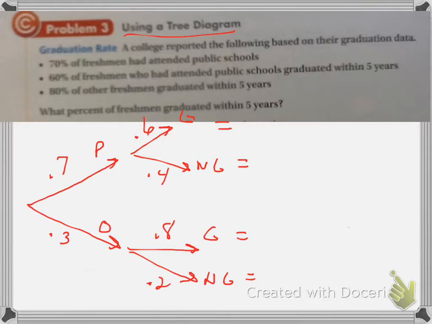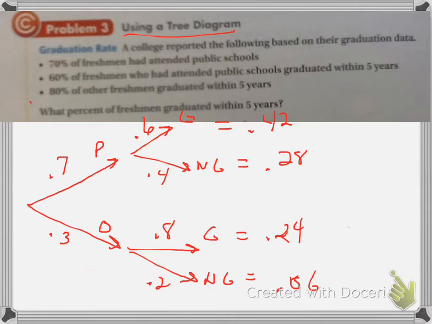So 0.7 times 0.6 is going to be 0.42. 0.7 times 0.4 is going to be 0.28. 0.3 times 0.8 is 0.24. And 0.3 times 0.2 is going to be 0.06. Okay? So those are all my probabilities across.